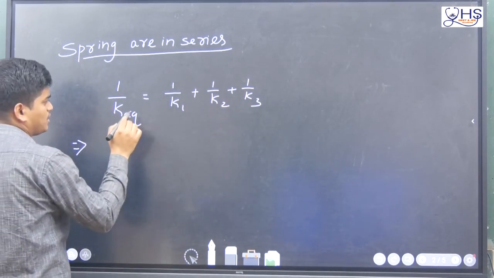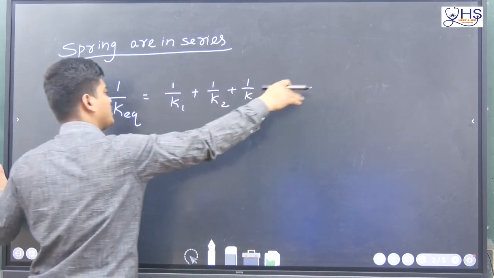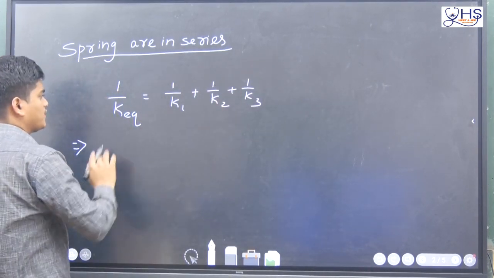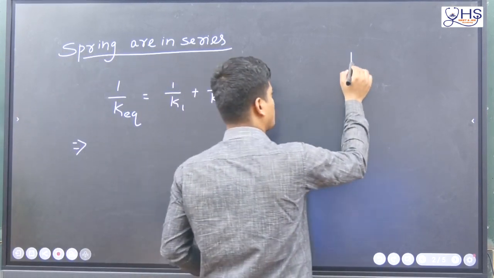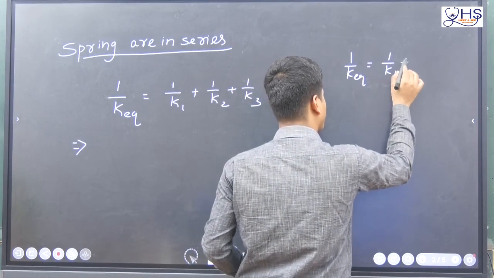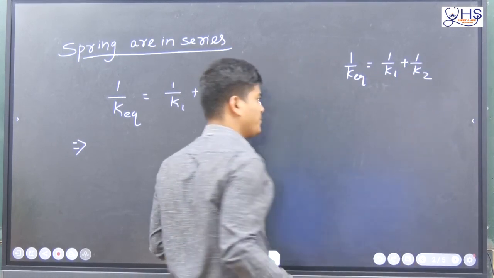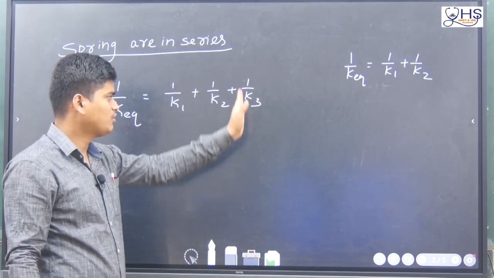Now, if there are many springs, you can keep on adding like this. For 3 springs you could do like this. If 2 springs are there, suppose 1 by K equivalent, for 2 springs what will we write? 1 by K1 plus 1 by K2. If 4 springs are there, then similarly 1 by K1 plus 1 by K2 plus 1 by K3 plus 1 by K4.